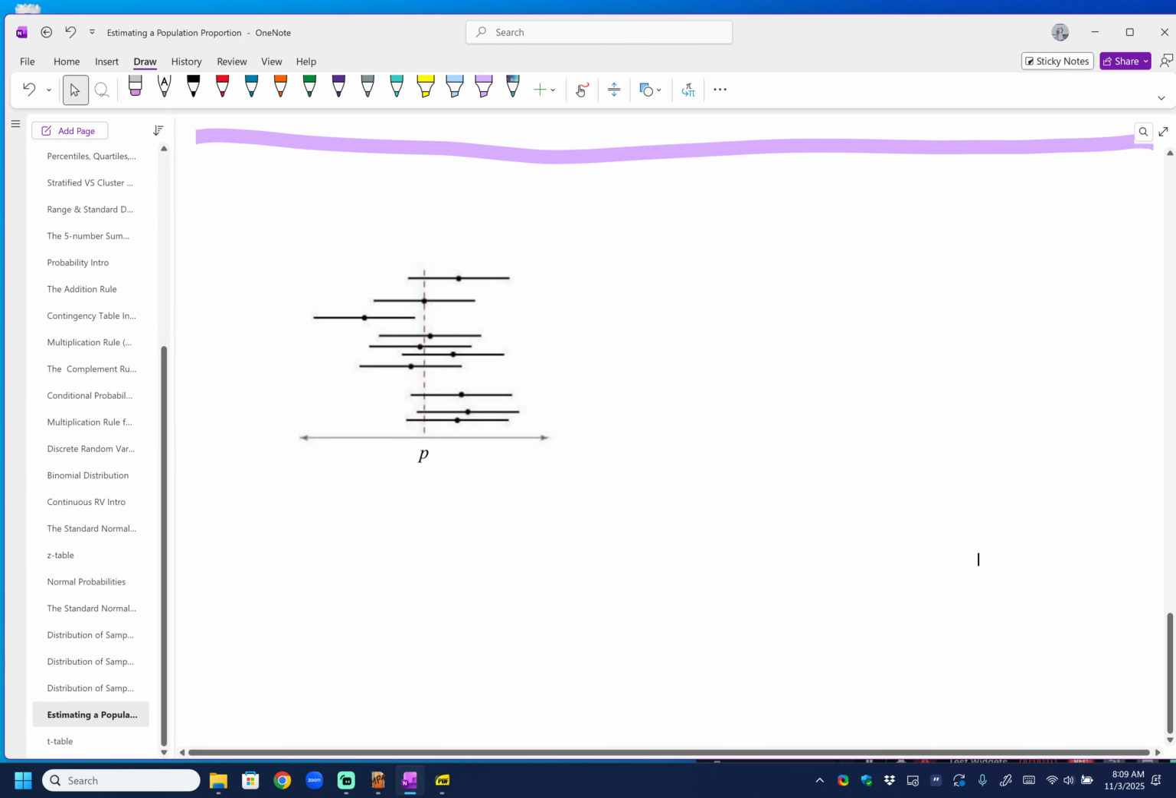This is part 2 of estimating a population proportion using a confidence interval. We're going to start with a question that students often have, and that's the idea of confidence.